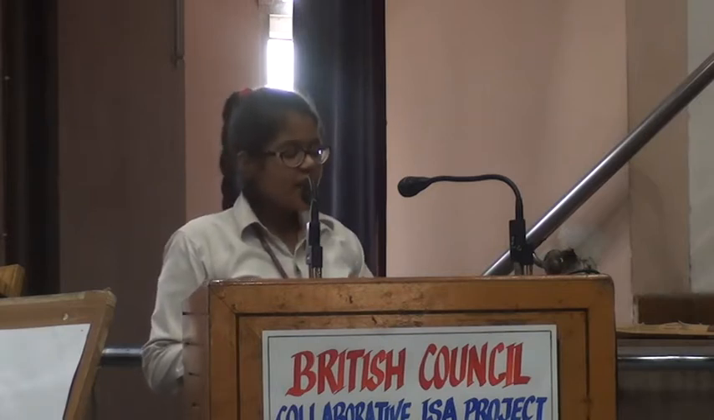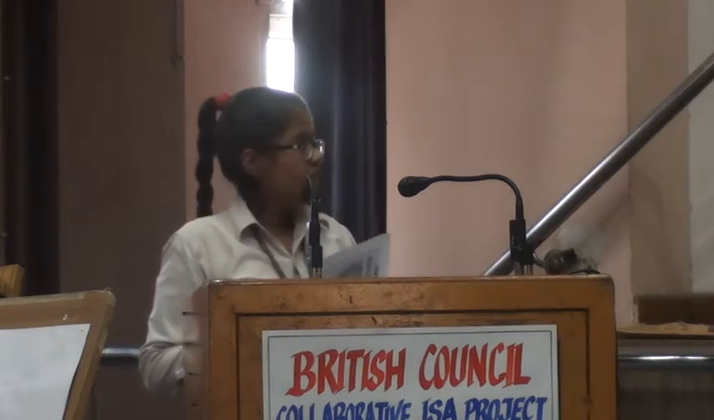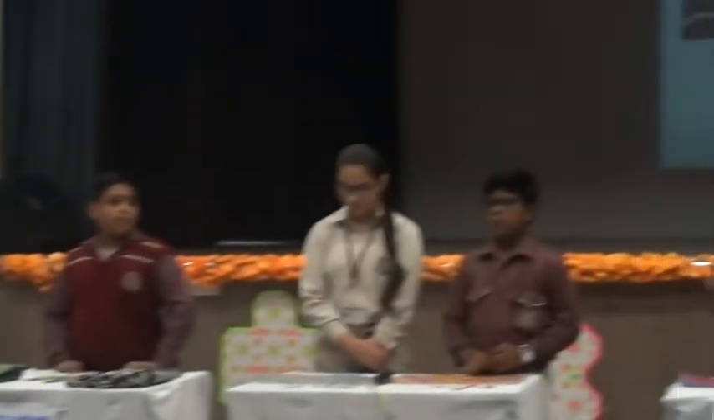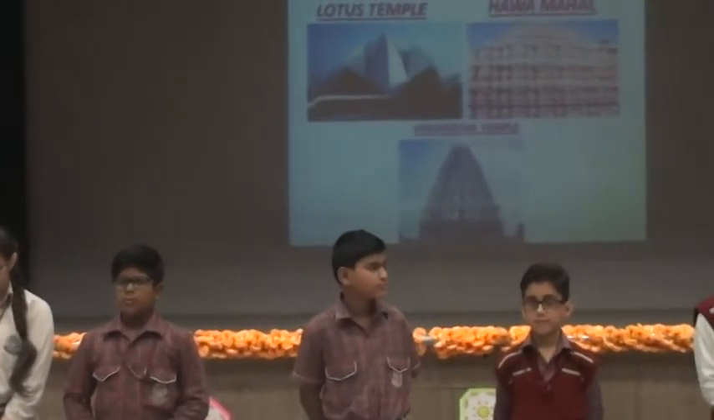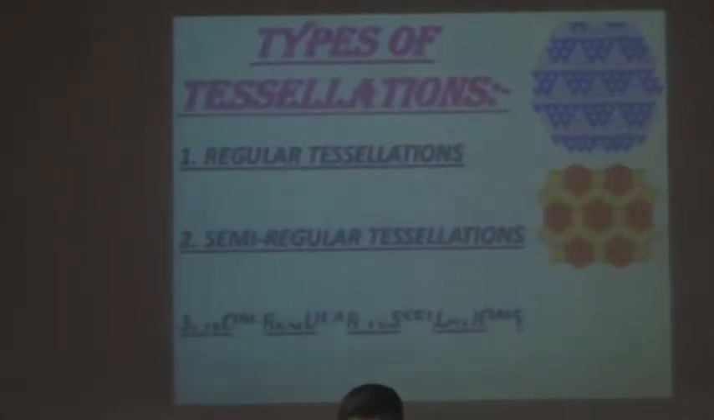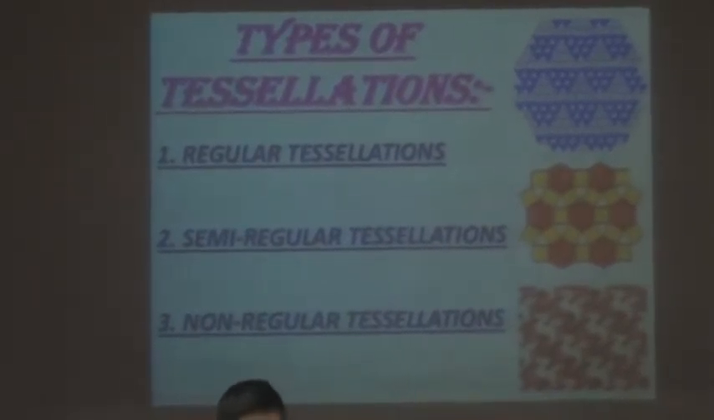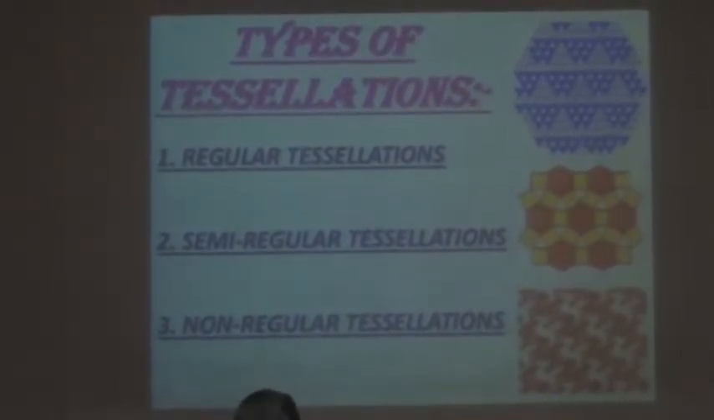Tessellation around us: honeycomb, bed sheets, flower, leaf. Tessellations in monuments: Lotus Temple, Hawa Mahal, Virupaksh Temple. Types of tessellations: regular tessellations, semi-regular tessellations, non-regular tessellations.